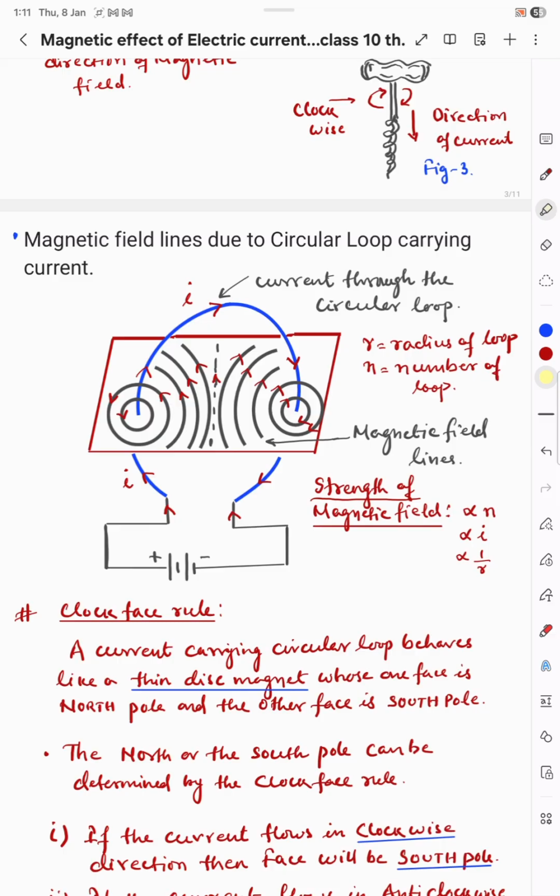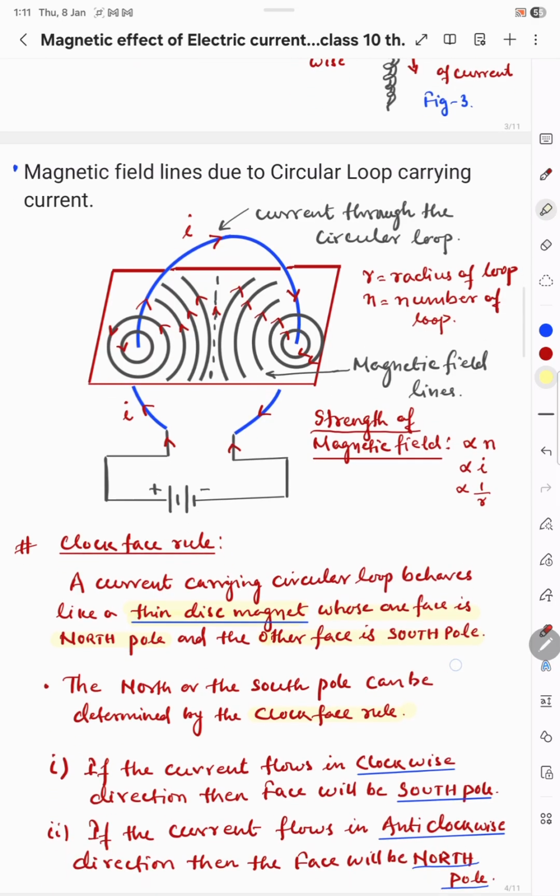So for circular loop carrying currents, we use the clock face rule. Now we have to understand one thing. A current carrying circular loop behaves like a thin disk magnet. Okay. So now one face of this disk magnet is north pole and the other face will be the south pole. The north or the south pole can be determined by this clock face rule.